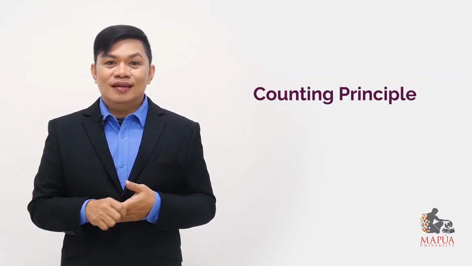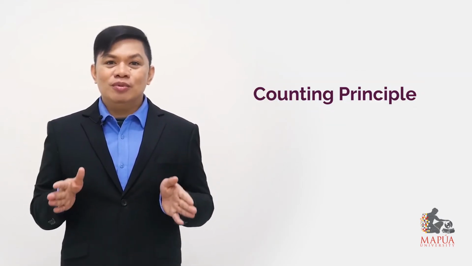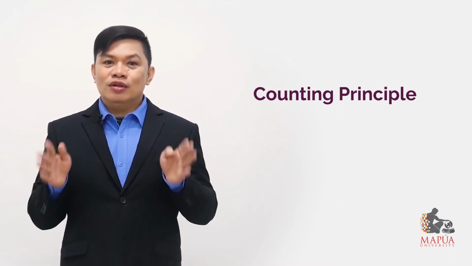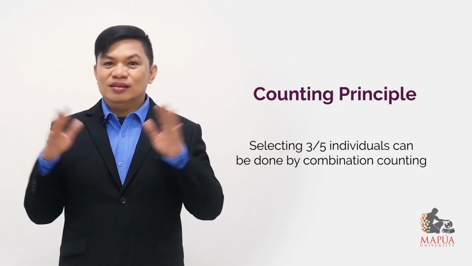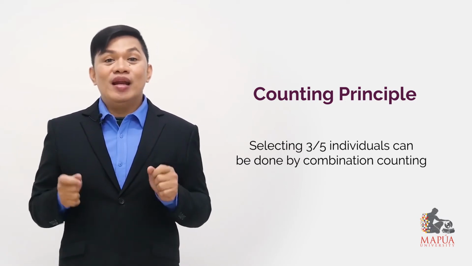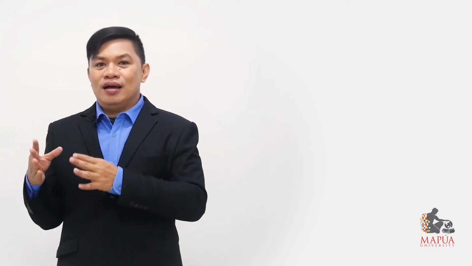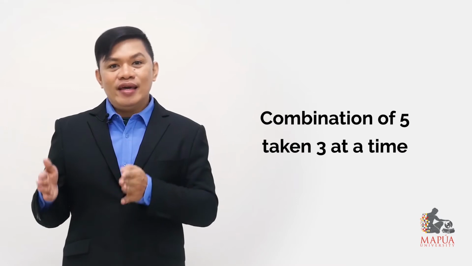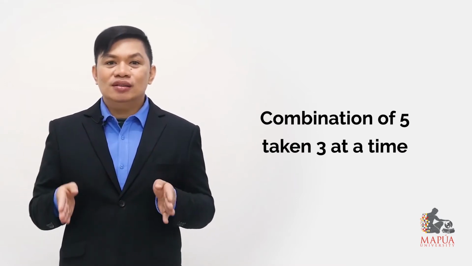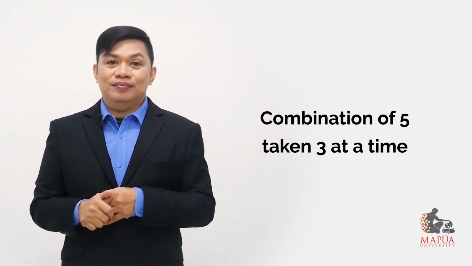But well, in statistics we also covered what we call the counting principle. So if you recall your counting principle, to be able to select 3 individuals out of 5, that is just the combination counting. In combination, we have the 5 people available, and we want 3 individuals to compose the sample. So it's going to be 5 taken 3, or the combination of 5 taken 3 at a time.